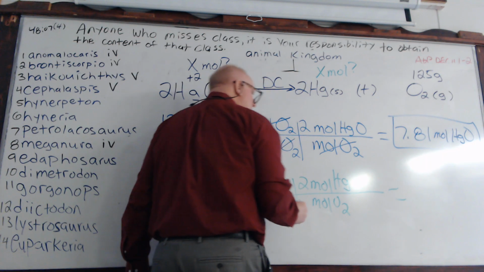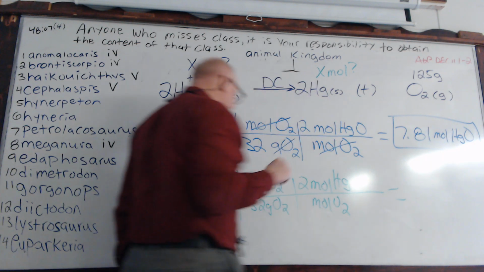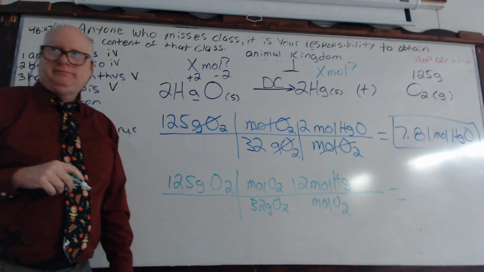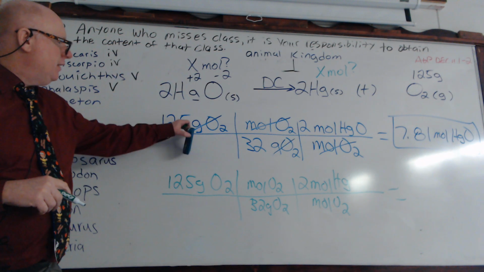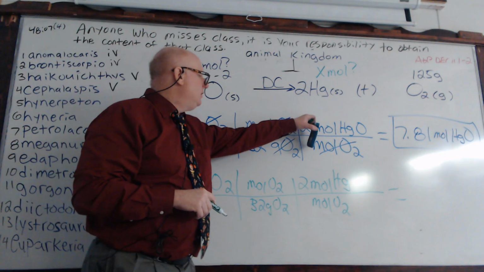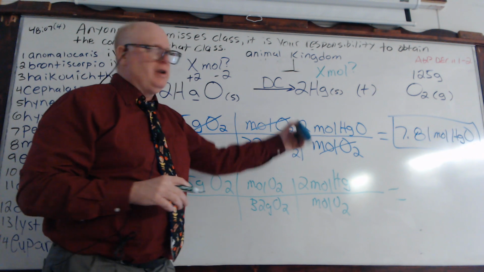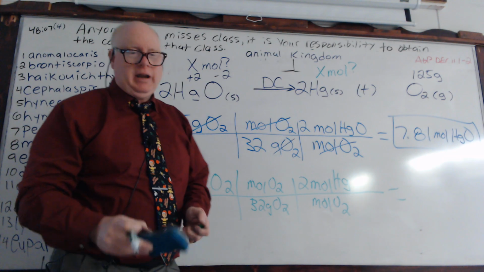And we don't even have to punch this in our calculator. Why not? It's the same thing. Because 125 times 2 divided by 32, you're going to get the same answer, 7.81.